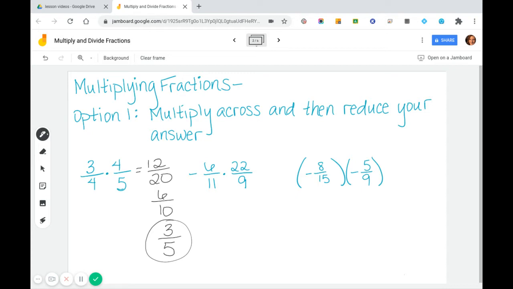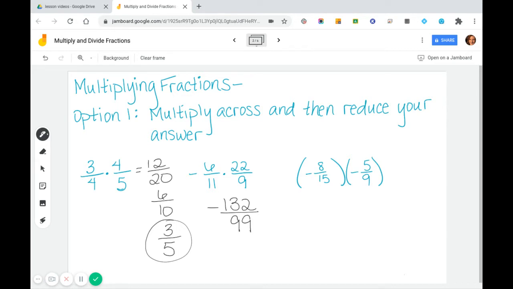So on the next one, I'm going to get bigger numbers, but that's okay. Some people would rather multiply first and then reduce. I know that when my signs are different, I've got one negative and one positive. That one negative is going to make the whole thing negative. So I've got a negative answer. Across the top, I'm going to do 6 times 22, and that gives me 132. On the bottom, 11 times 9 is 99.